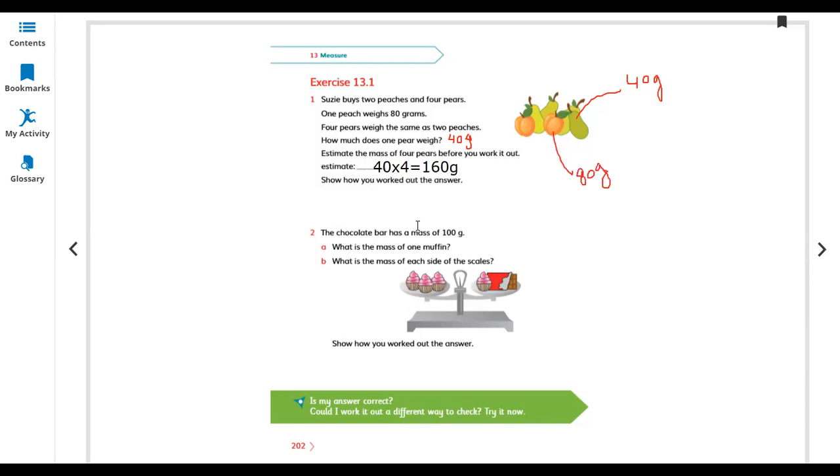The chocolate bar has a mass of 100 gram. There's a chocolate bar, so we write here 100 gram. What is the mass of one muffin? So if the chocolate is 100 gram, we can also say these 2 muffins equal 100 gram, because both sides are equal, and there is 1 muffin extra. You can see here muffin.